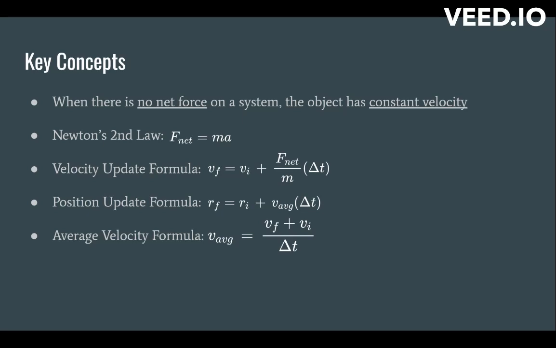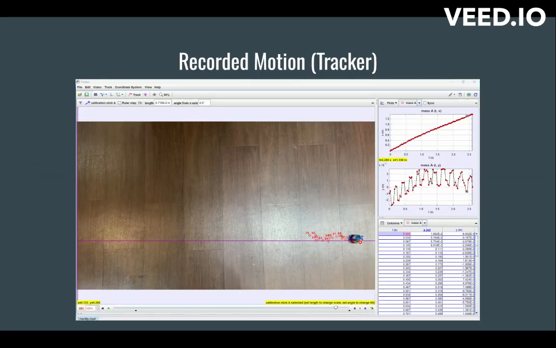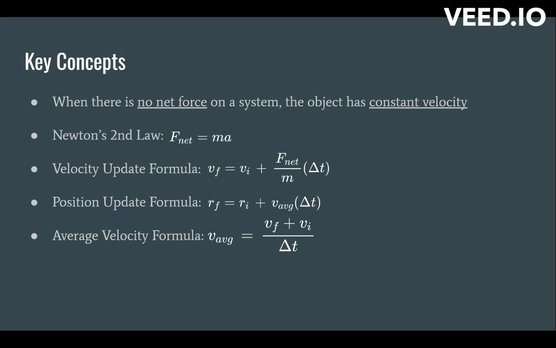And the position update formula says that our final position equals our initial position plus the product of our average velocity and change in time. And our average velocity can be calculated by adding together the initial and final velocities and dividing by two. Along with this, the system for this lab will be the pool ball, and the surroundings is everything else going on: the floor, the friction force that it exerts, and the gravity acting on it.